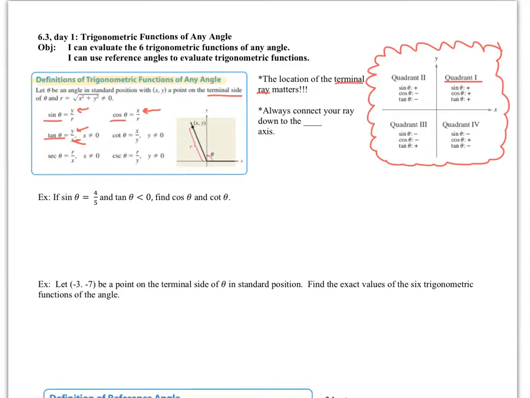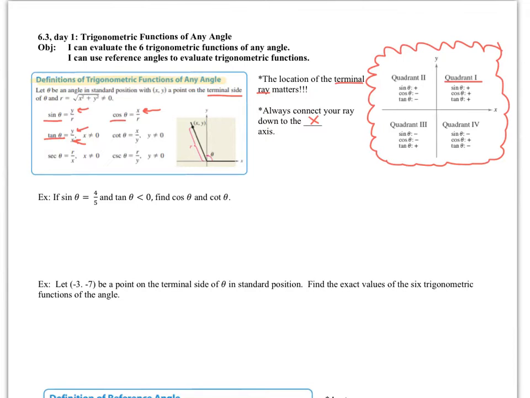Now what's going to end up happening is we're going to create triangles and connect them always to the x-axis. And it doesn't matter what quadrant you end up in, we always connect to the x-axis. And then that'll allow us to find any missing side lengths similar to using Pythagorean theorem, and we'll be able to list any of the trig functions that we're asked to find. So here's what I mean by that.